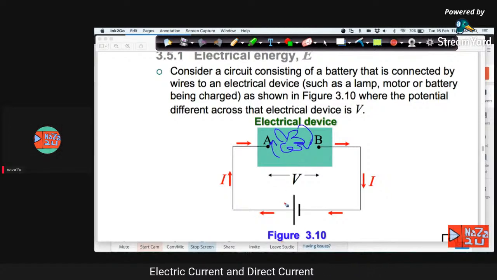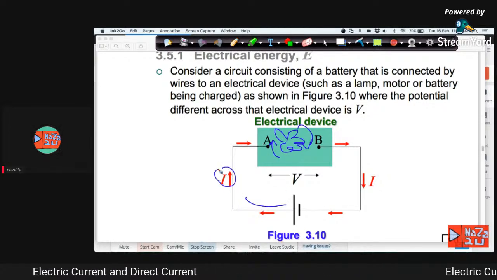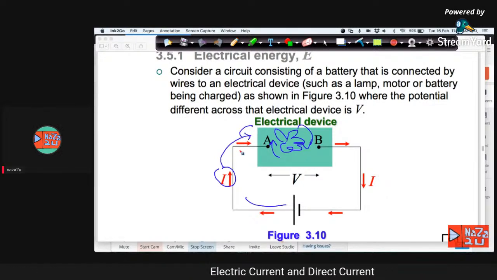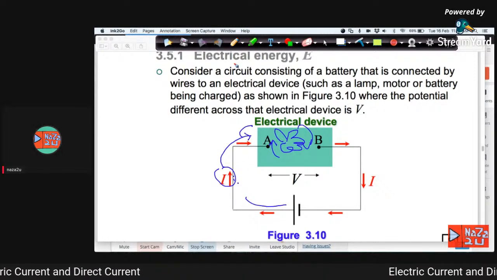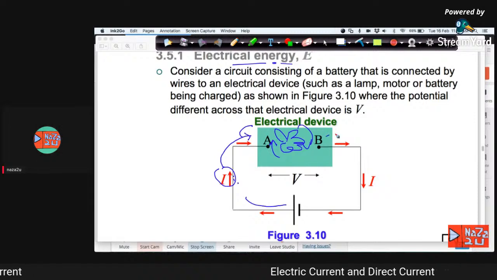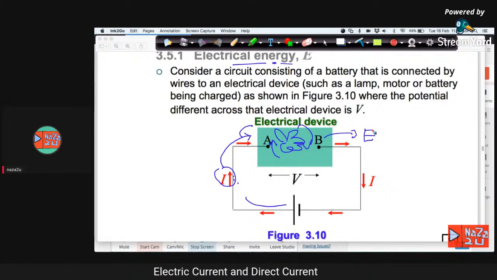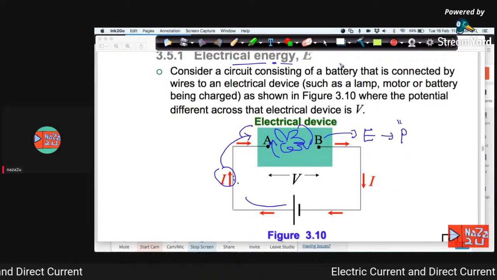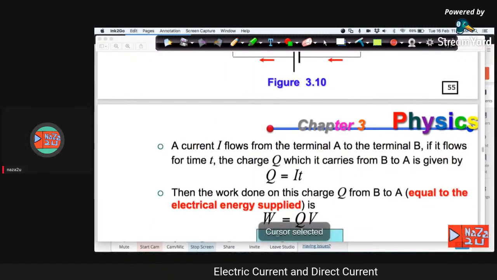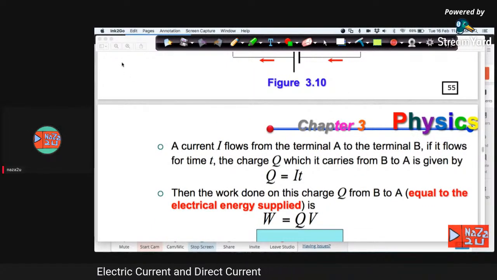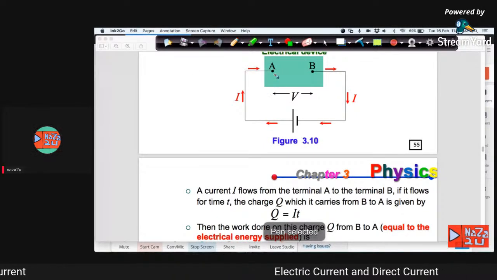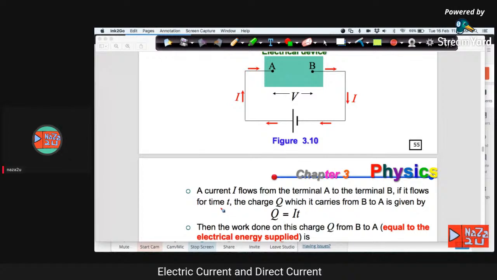Yang penting kat sini, from the battery we have a current flow, and from the current flow we have energy transferred, ataupun dipindahkan dalam bentuk arus elektrik menjadi electrical energy. So now how can we calculate the electrical energy, or we can refer to the power, right? Okay. Current flows in the terminals A and B. See, current flows from terminal A to B, but it flows for the time t.